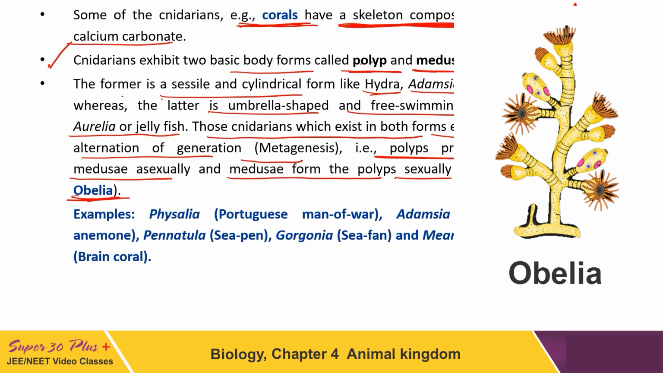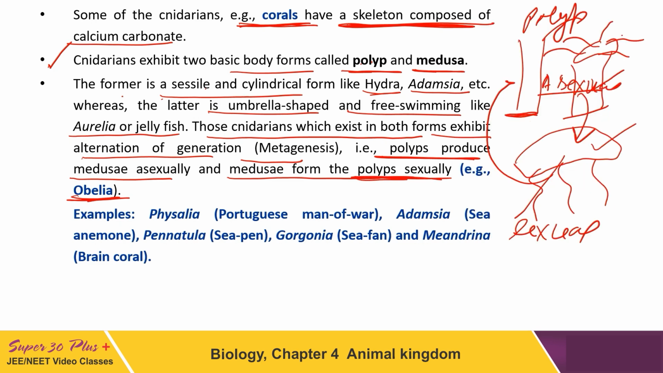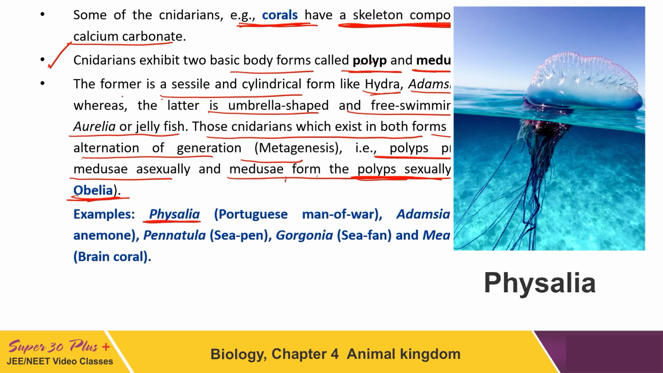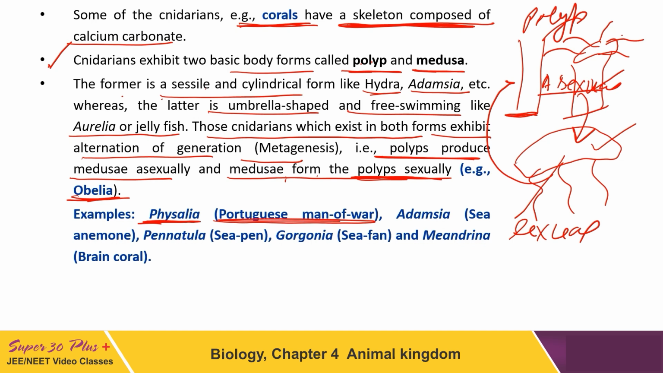It has polyp form as well as the second form, medusa. Medusa will form polyps asexually, meaning medusa will generate gametes here. Some interesting examples we have. One is Physalia, you have to remember, also known as Portuguese man of war. Why is this called Portuguese man of war?